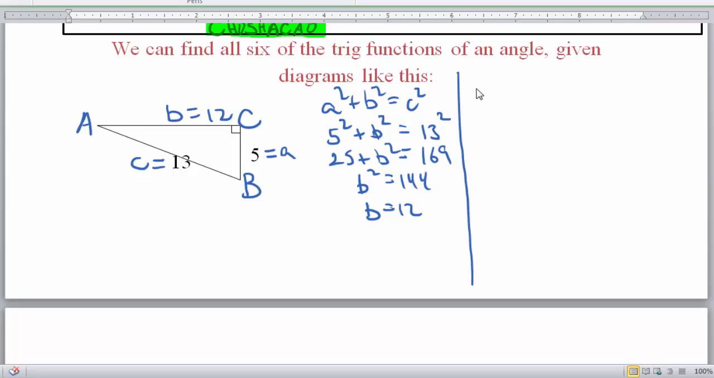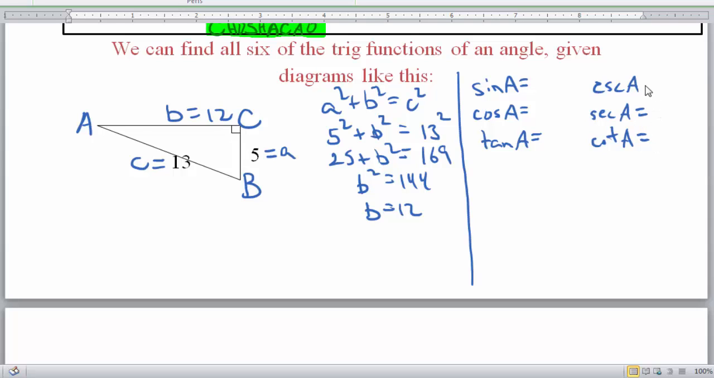So what they're asking you to evaluate here is: what's the sine of A? What's the cosine of A? What's the tangent of A? And then what's the cosecant of A? What's the secant of A? And what's the cotangent of A? Those are all the abbreviations: sine is SIN, cosine is COS, tangent is TAN, cosecant is CSC, secant is SEC, and cotangent is COT.